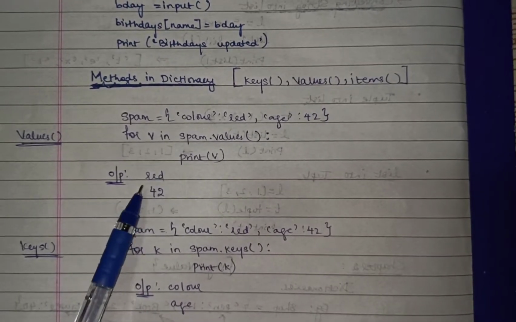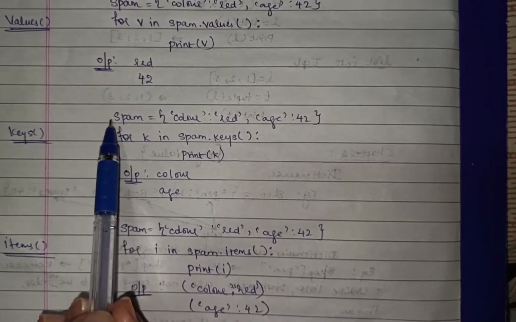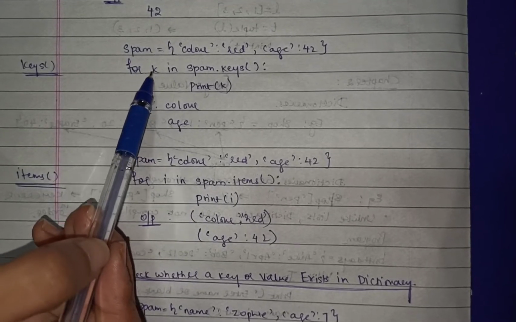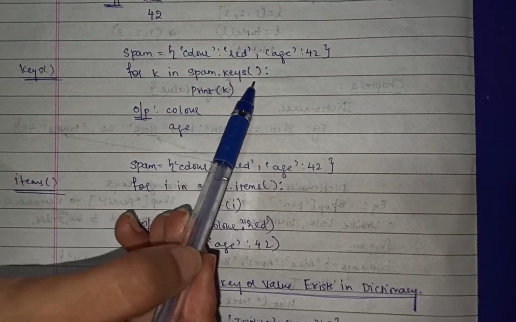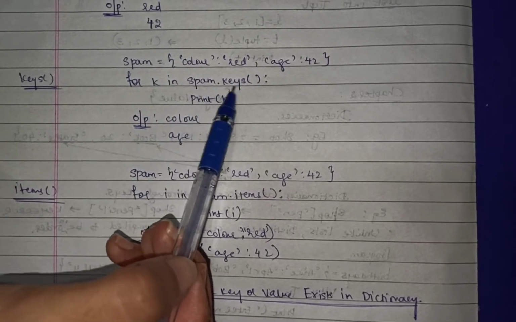Now coming to the next method, that is keys. In keys, with the same dictionary, you will take the variable k in spam.keys. The keys method is used with the dictionary name spam, so spam.keys, and it will print k.